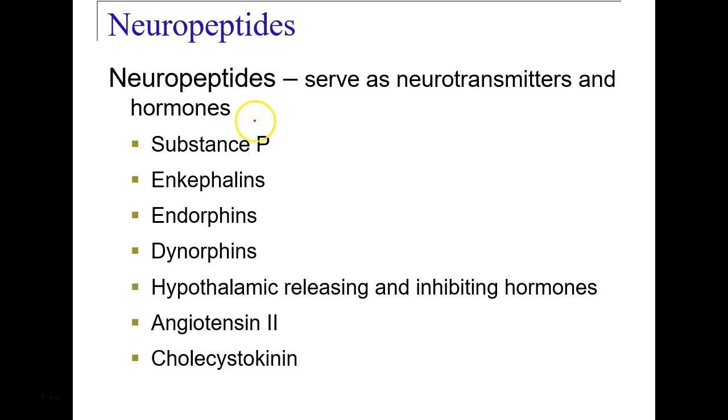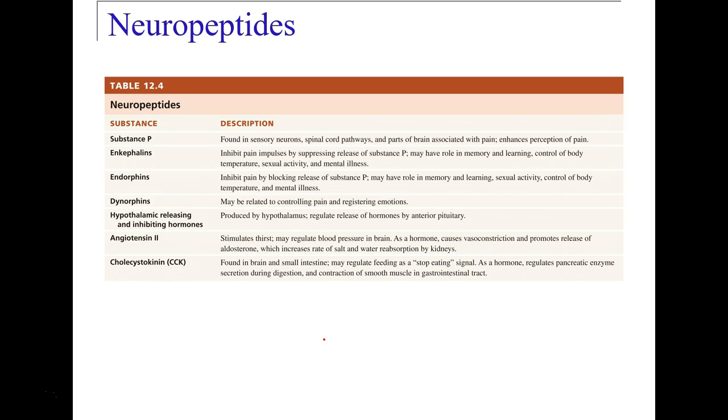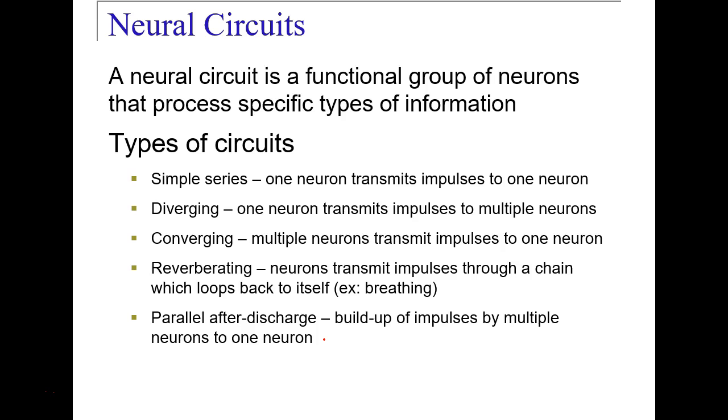Neuropeptides can serve as neurotransmitters and hormones. So these are just a few of the different types. These are their descriptions. Neural circuits, we have several different ways of connecting neurons. Simple series, one-to-one. Diverging, we can have one neuron and this will split into connecting with multiple neurons. Converging, multiple neurons condensing into one neuron.